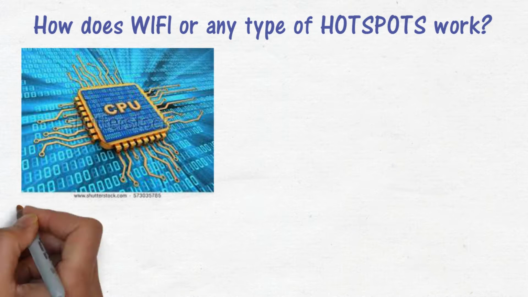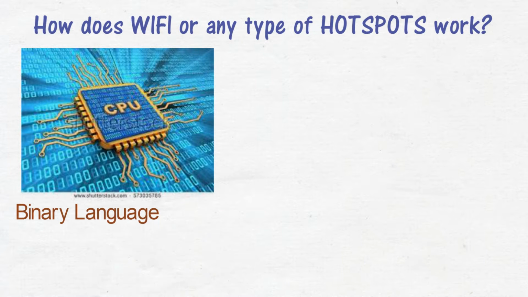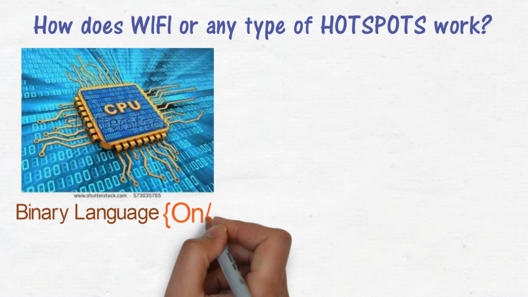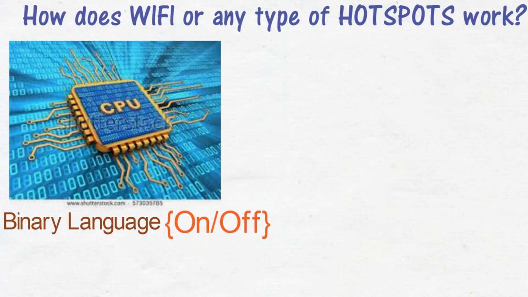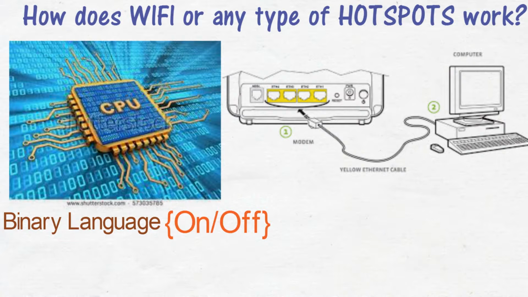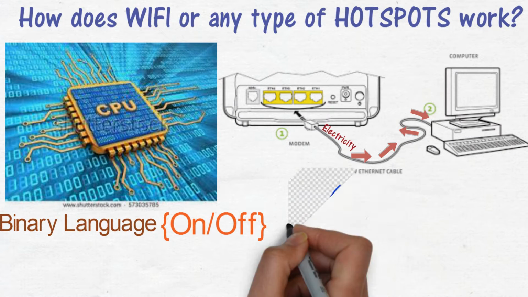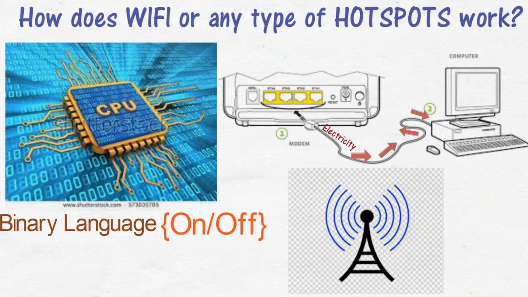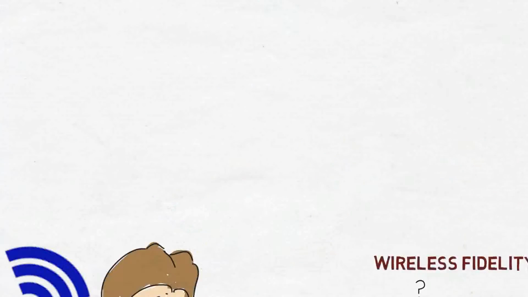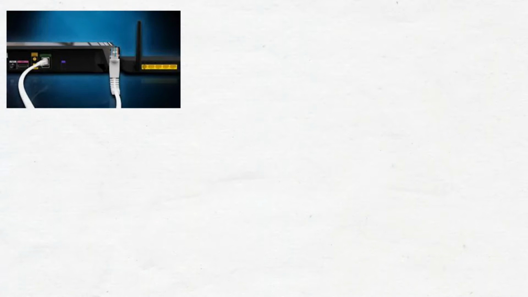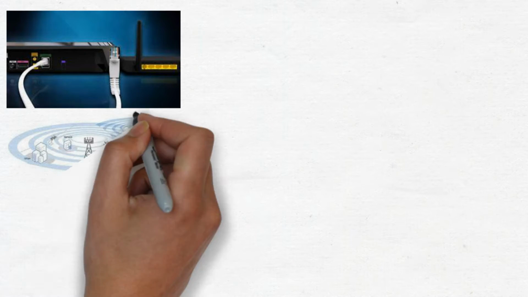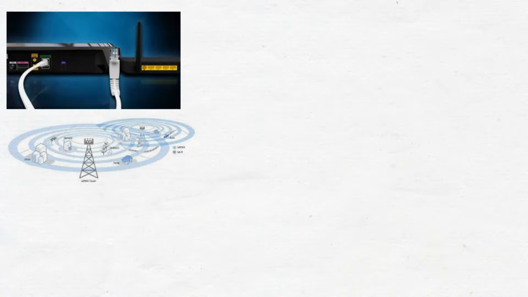We know that a computer's processor can only understand binary language, which is 0 or 1, on or off. Now, Ethernet cables used electricity to transmit data via cables. Similarly, Wi-Fi uses electromagnetic waves as a medium to transmit data. The data that comes from the Ethernet cables is converted into electromagnetic radiations by the Wi-Fi.